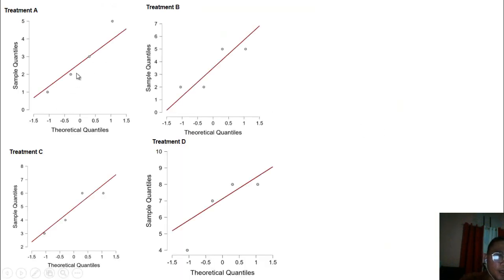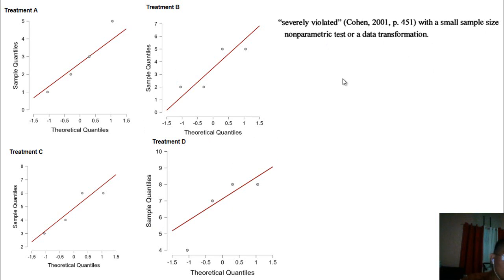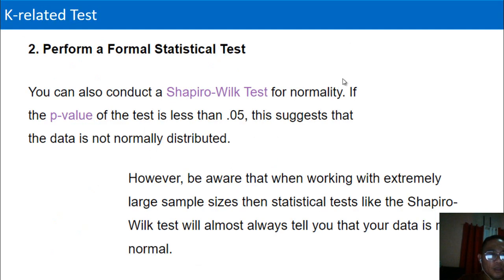So napaka-klaro that your treatment A follows a normal. This one is not. This one is following the normal. And this one, because of this, is not normal. According to Cohen 2001, the test of normality is severely violated with a small sample size. So that means we need to have the non-parametric test or the data transformation.